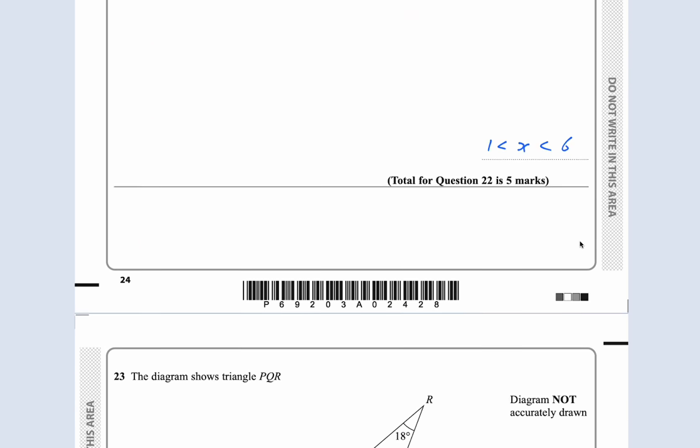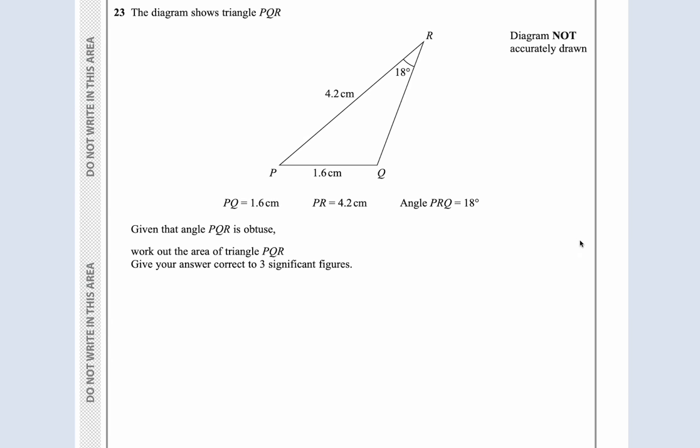Okay. Question 23. So we have PQR. PQR is obtuse. Work out the area of triangle PQR. Give your answer to 3 significant figures.